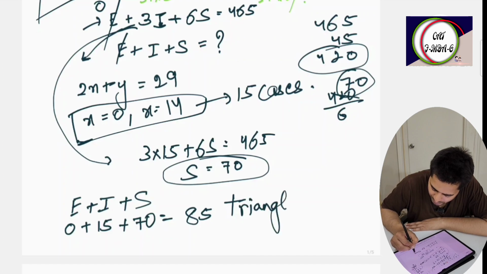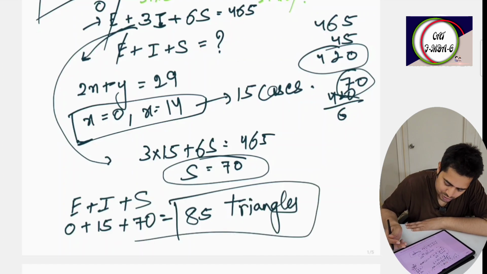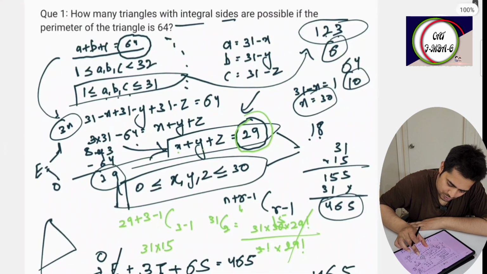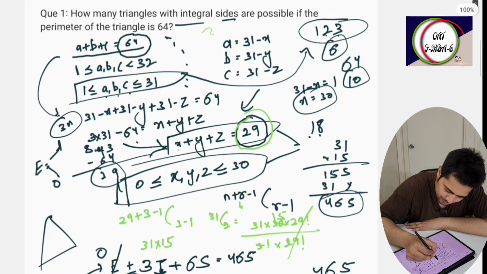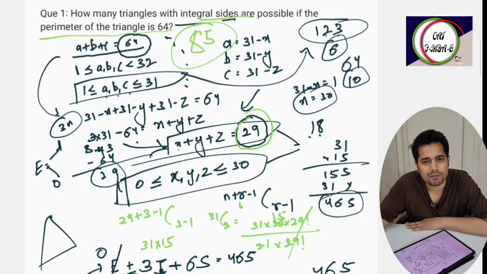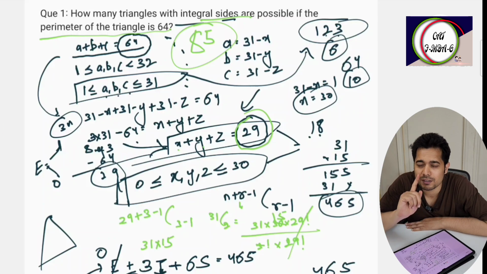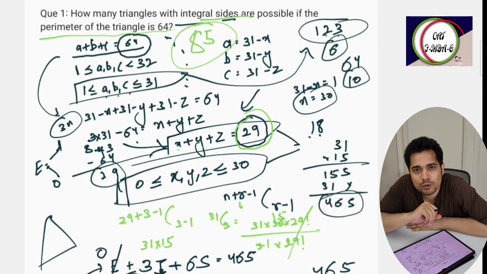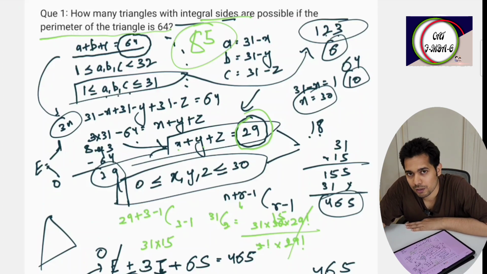85 integral solutions are possible. So here the answer will be 85. How many triangles with integral sides are possible if the perimeter of the triangle is 64? 85 triangles are possible. You could not have done this with the hit and trial method. 85 cases you have to solve. That is not possible at all, given a limited period of time. So this is how you solve this question.